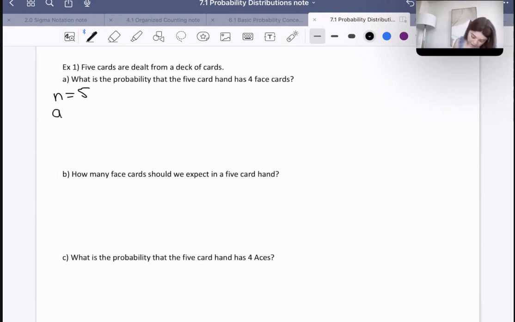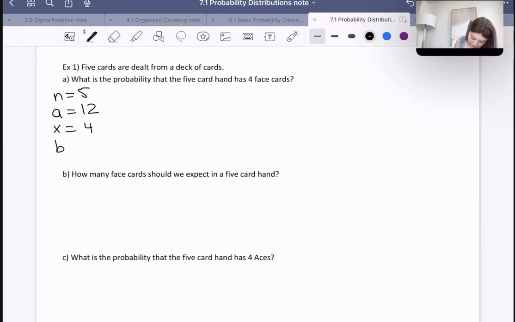A would be the number of possible successes. So what are face cards? Face cards are kings and queens and jacks. And there's 4 kings plus 4 queens plus 4 jacks. So in total, that is 12 possible successes. Now, how many successes do we desire out of those? We desire 4. We desire 4 face cards. So x would be 4.